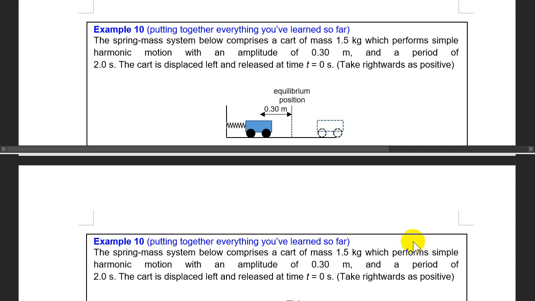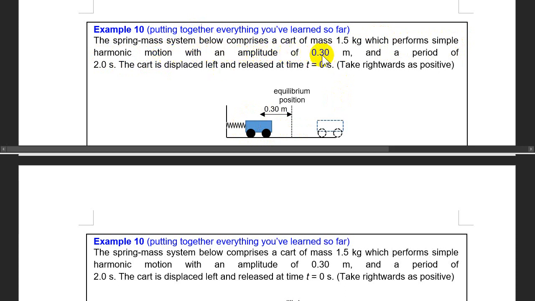Okay, example 10, putting together everything we've learned so far. We have a spring mass system here, a spring and a mass undergoing oscillation. It comprises a cart of mass 1.5 kg and is performing a simple harmonic motion. This phrase is important because once we are told that it performs a simple harmonic motion, that means we can use all the equations that we have for simple harmonic motion.